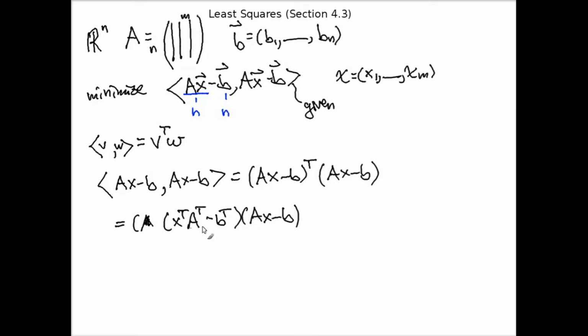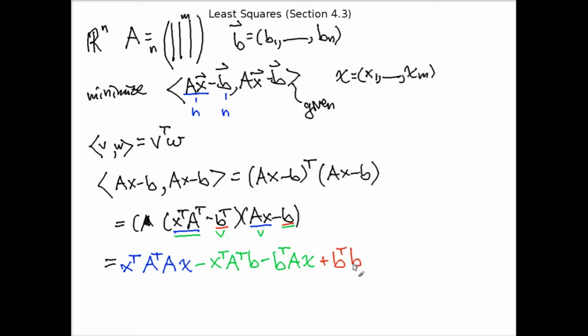Remember the transpose is the transpose of the terms, but you change the order here. And when you write this out, we're going to have 4 terms. The leading term is going to be X transpose A transpose A X. And then there's going to be 2 other terms, one from here and one from here, which gives you X transpose A transpose B minus B transpose A X. And then the last term is just plus B transpose B.